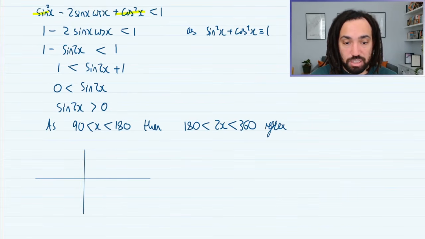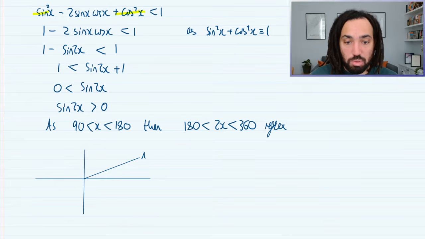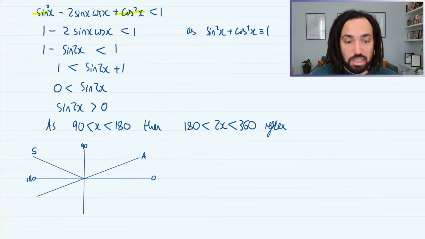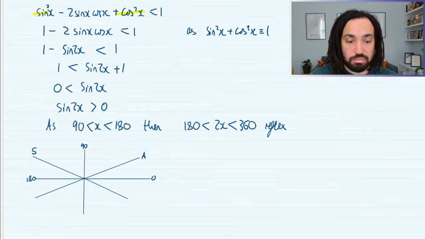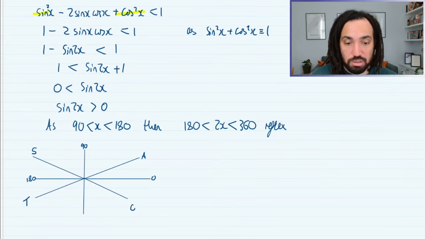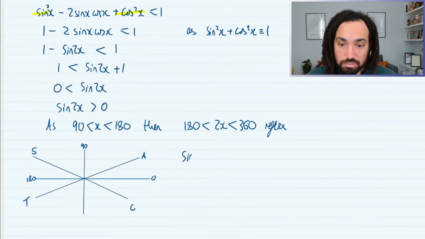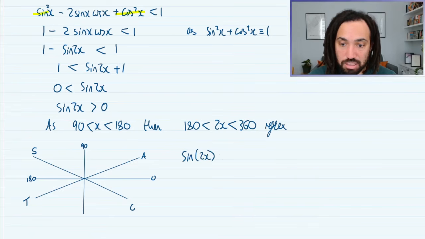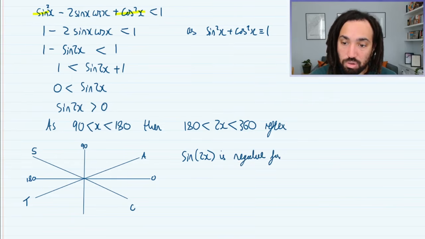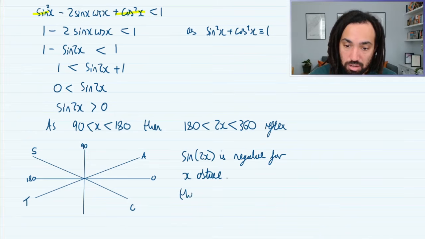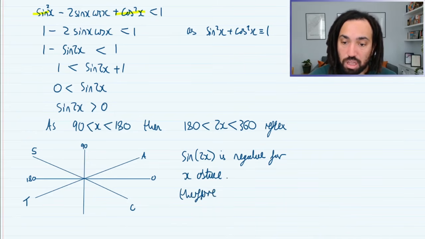Well, if you have an understanding of the cast diagram, we know that all trig functions are positive between 0 and 90. Only sine is positive between 90 and 180. And then the ones down here and down here, well, this one here, tan is positive, down here cos is positive. So sine of 2x is negative for x obtuse. Therefore, we have a contradiction.